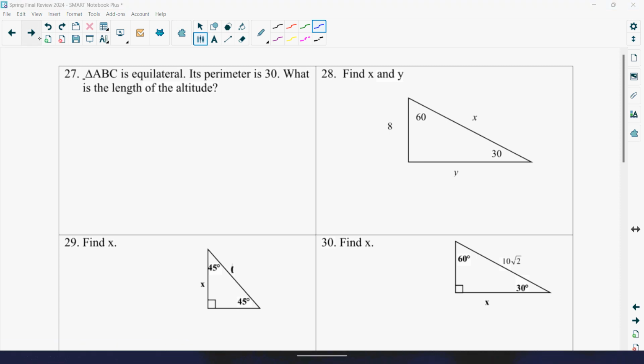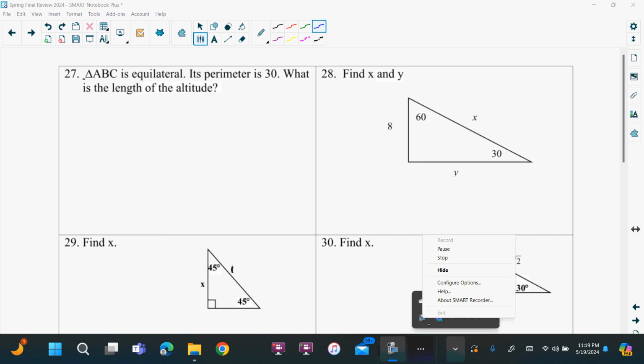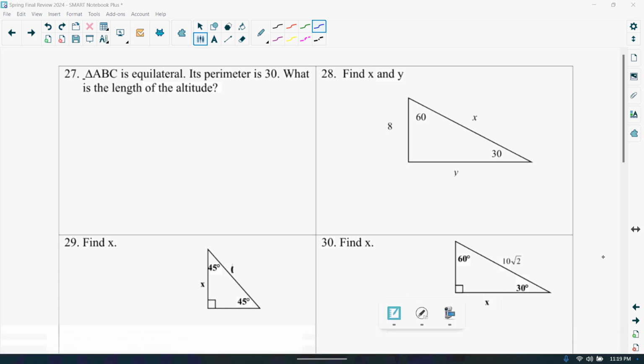So now we get into some more right triangle problems that are shown. Okay, I was just making sure. Sorry about that.